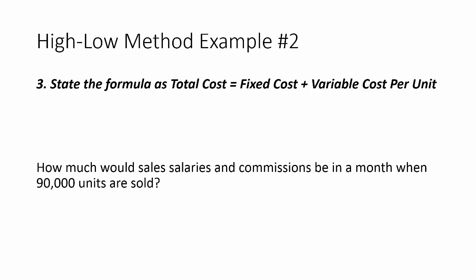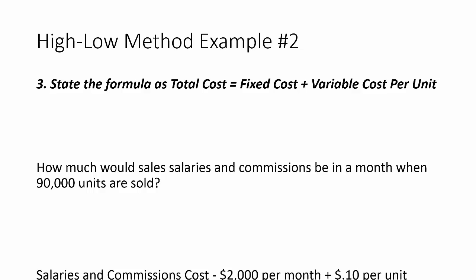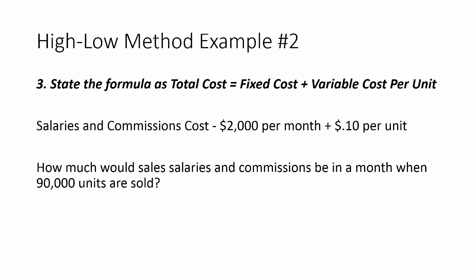The last thing we'll do is to write our cost formula. Salaries and commissions expense will be equal to $2,000 per month plus 10 cents per unit.